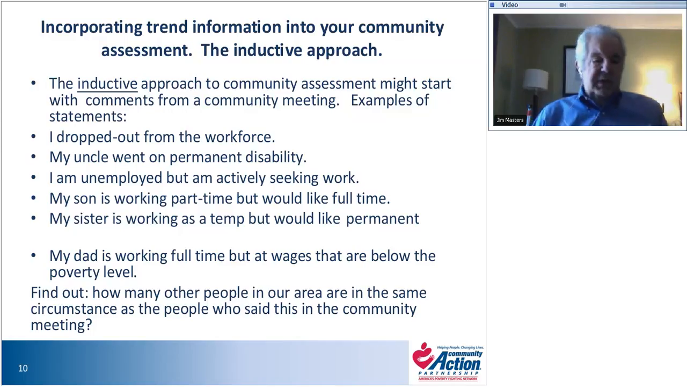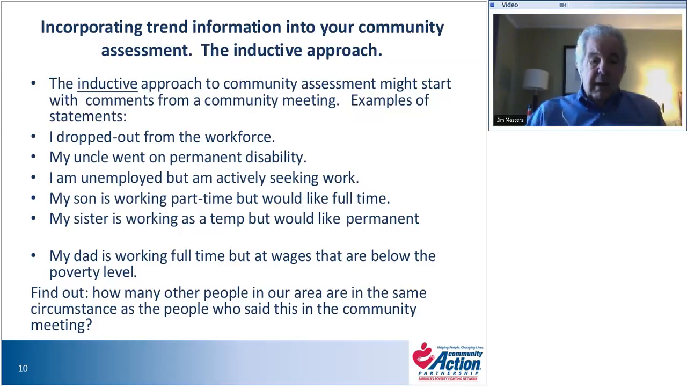They'd like to be working full-time. I have a sister who's a temp, and she wishes she was permanent, or somebody's working full-time but at wages that are below the poverty level. We think these kinds of statements are reflective of some of the major national trends that are making it a challenge for people with low incomes to make a living.